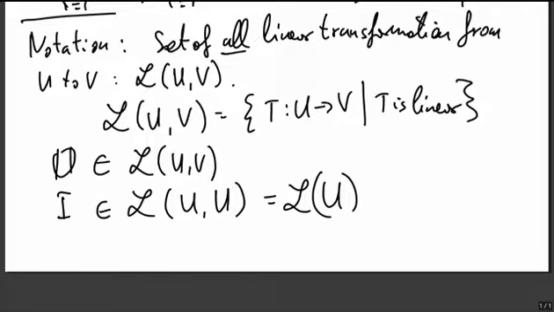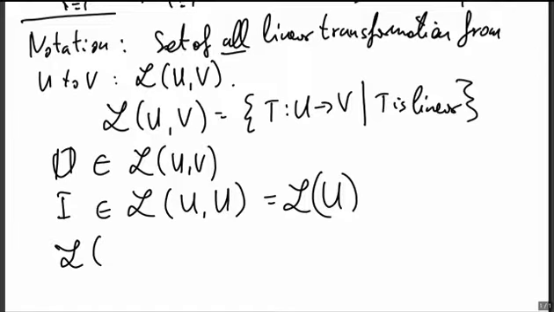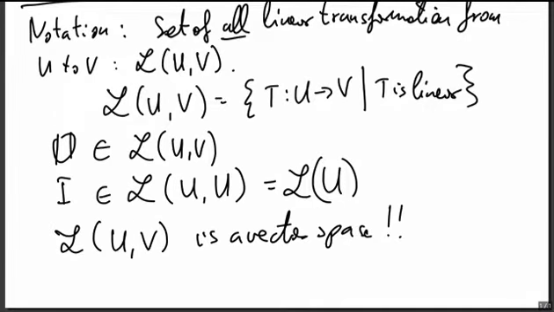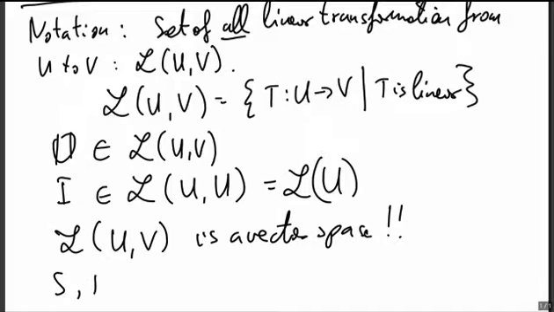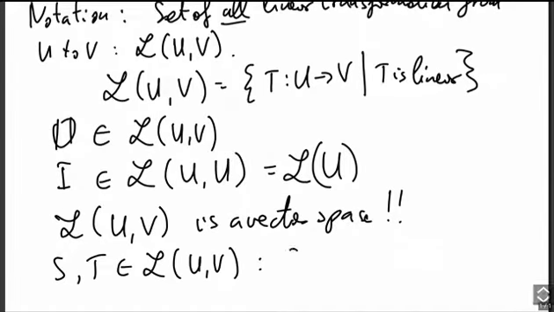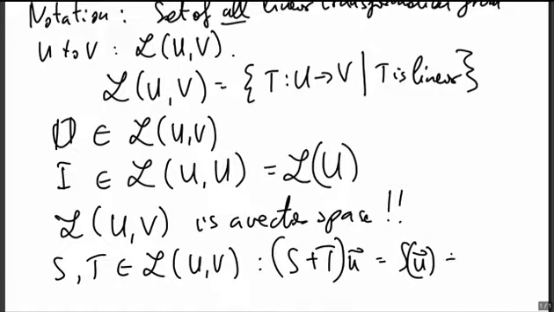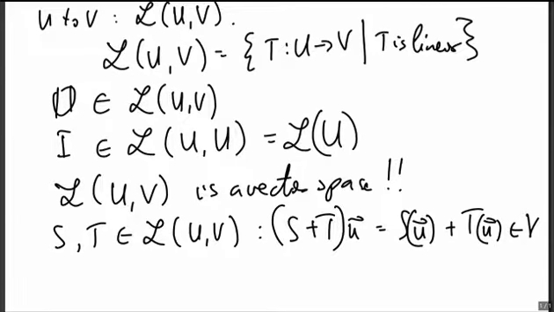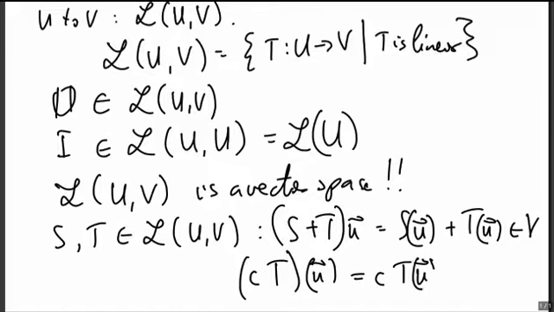The interesting thing is that this set itself is a vector space. If you have two transformations S, T in this set, then the sum transformation applied to a vector u is just the sum of the individual transformations applied to u. So this is also in V. This is well defined. Then scalar multiplication is defined: the scalar multiple of a transformation is a transformation where the effect on a vector u is that you simply scalar multiply the original transformation applied to u.